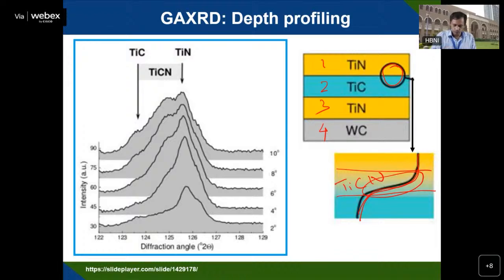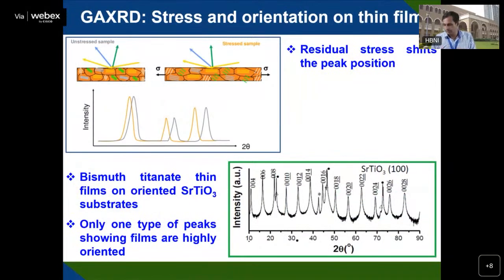When you have a bulk scan at 2 degrees, you mainly see the TiN peak here. The TiC middle layer is very weak. As the angle theta increases, the peak intensity increases, and you get one additional peak and one additional hump here. This hump is TiCN, which clearly shows you have an intermetallic phase in between. So you can use grazing angle XRD to analyze the intermetallic phase.